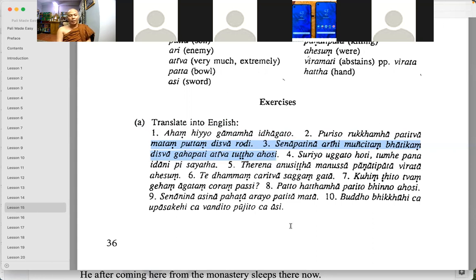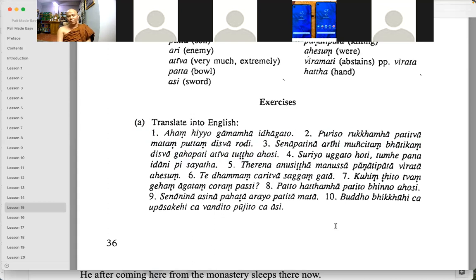Senabati is a general. Arihi, from Ari, is enemy. Monjitan, from Monjeti, means free, escape, or released. Badika is my brother. Desawa. Gahabadi is householder. Adiwa means extremely or too much. Dotor, from Doseti, means heavy or pleased. Ahosi is was.